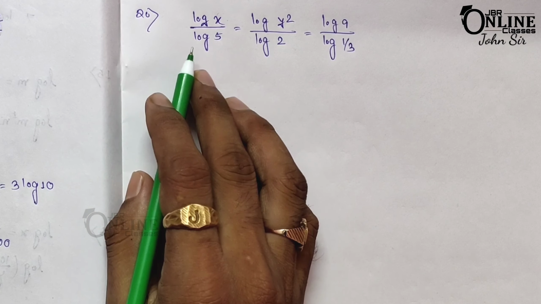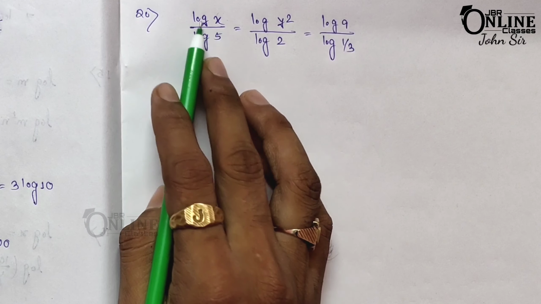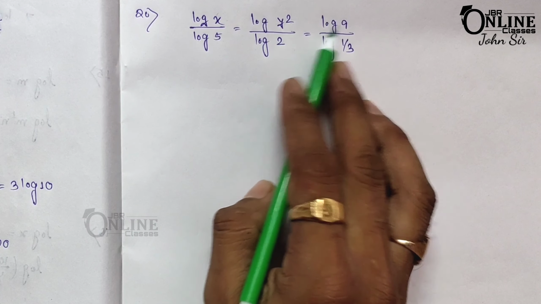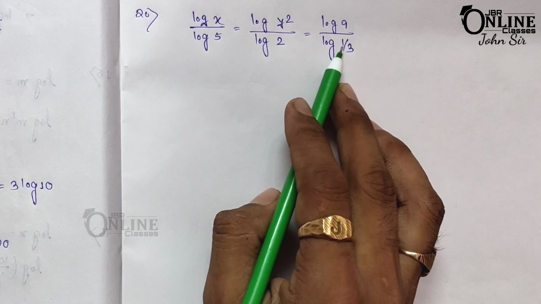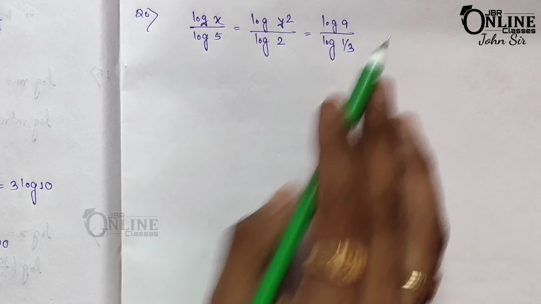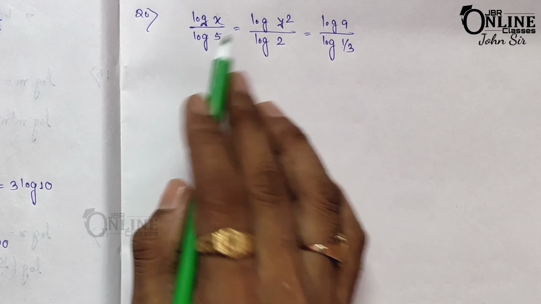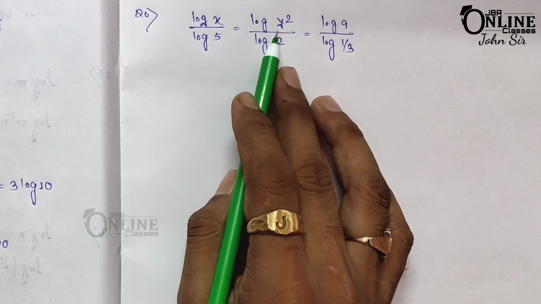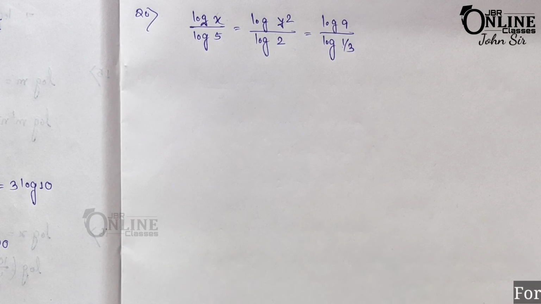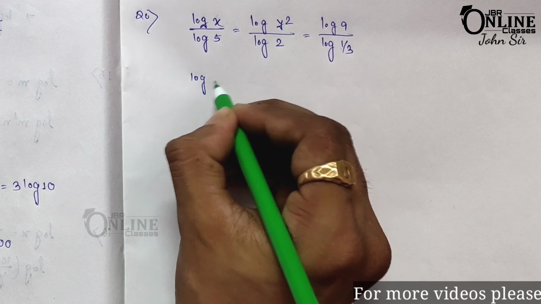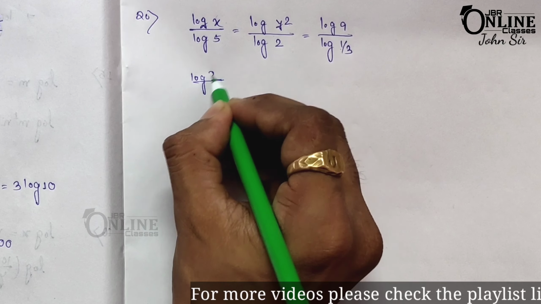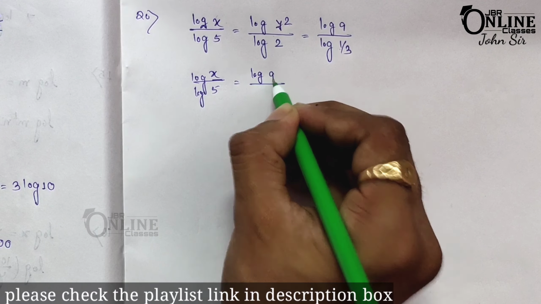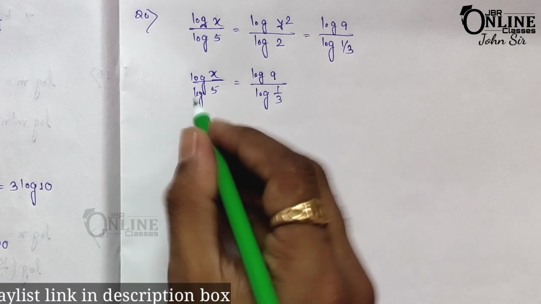Now next one, sum number 20. In sum number 20, if log x by log 5 equals log y square by log 2, which equals log 9 by log 1 by 3, then find the value of x and y both. To find x, you have to take the first one and the third one. To find the value of y, you have to take the first, second and third one. So from the first one, log x by log 5 equals log 9 by log 1 by 3.